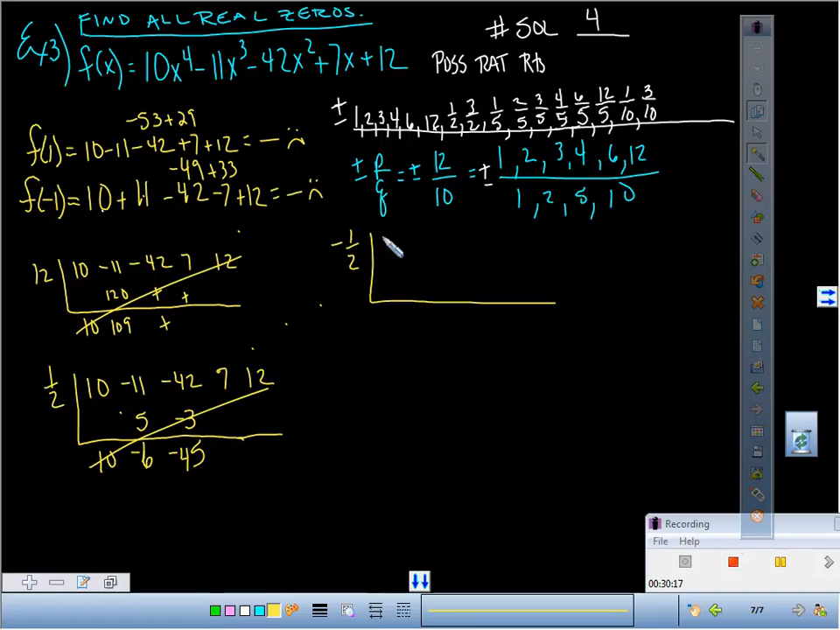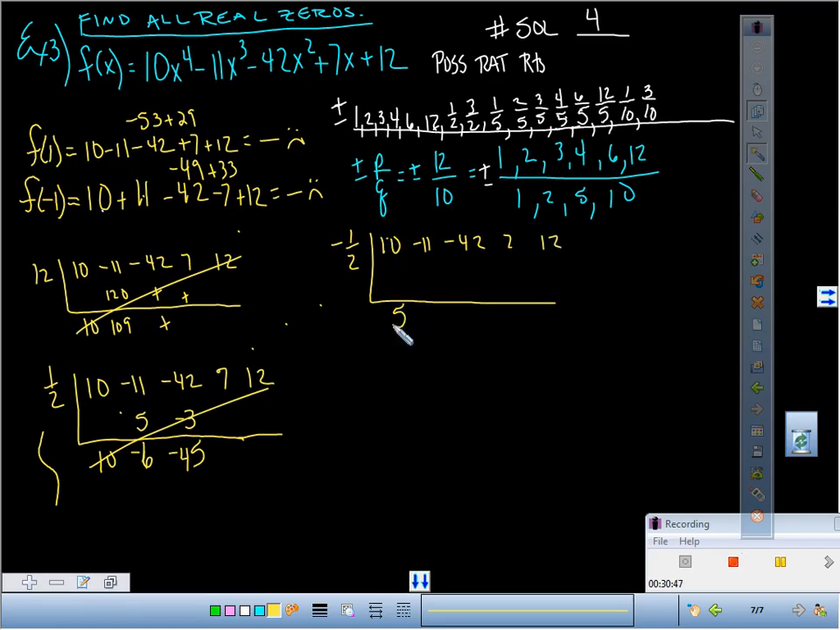All right? This one's good. I don't think it's this one. So that could be the trick. Okay. All right. 10, negative 11, negative 42, positive 7, and positive 12.